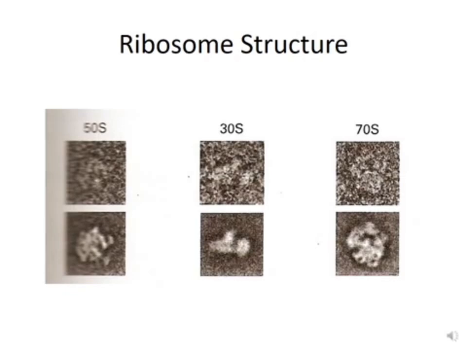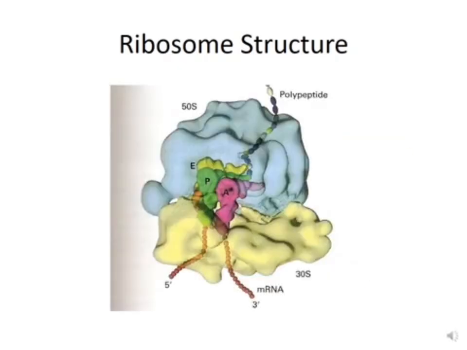The ribosomal structure has been deciphered using scanning electron microscopy, and here you can see the 50S subunit, the 30S subunit, and the 70S ribosome that combines the two together. This is the 3D ribosomal structure. This is the mRNA sequence, the 5' end and the 3' end. These are the three ribosomal sites, the A site, the P site, and the E site. And this is the growing polypeptide chain coming out of the P site.